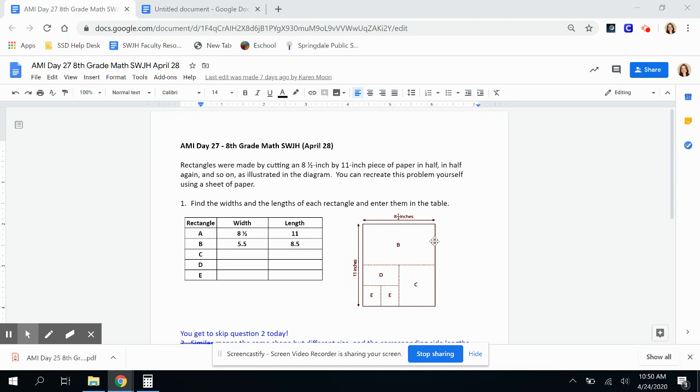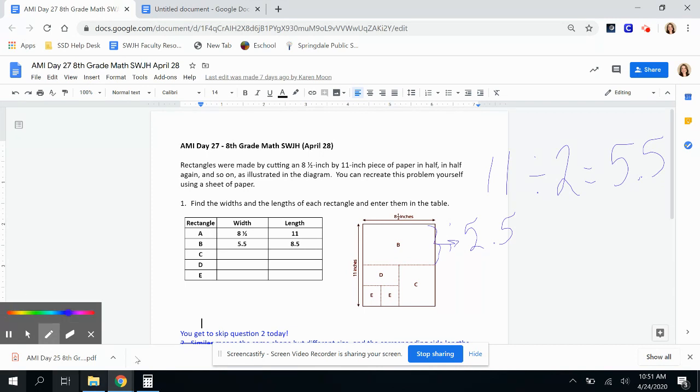So our whole paper is our A rectangle. It has 8.5 width and 11 inches length. And then when we found B, it kept a length of 8.5, but when we fold it, we were cutting it by 11. So when we do that, you're just taking 11 and dividing by 2, and you're getting 5.5. So this area here is now 5.5. This area here is 5.5.